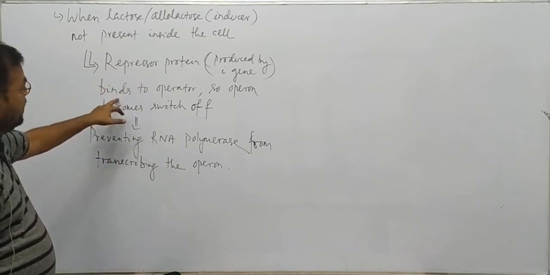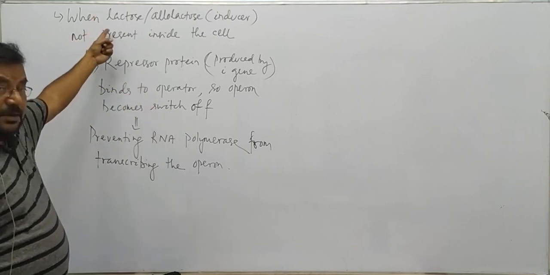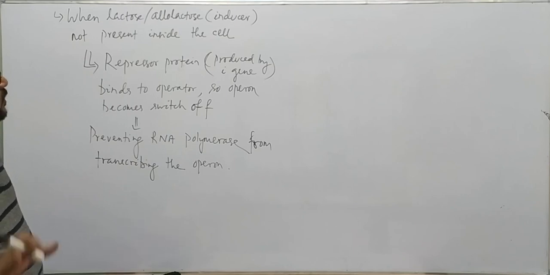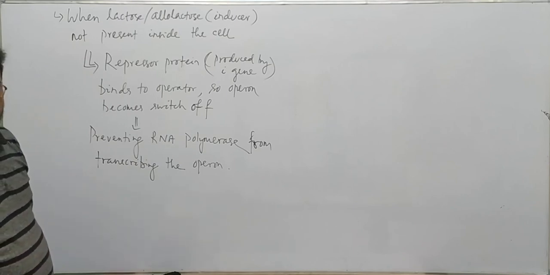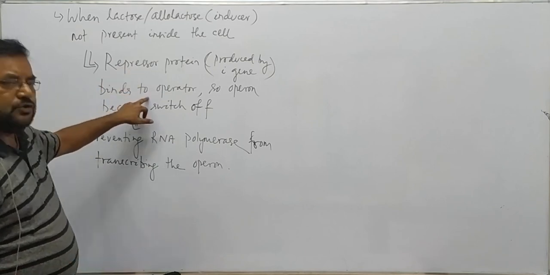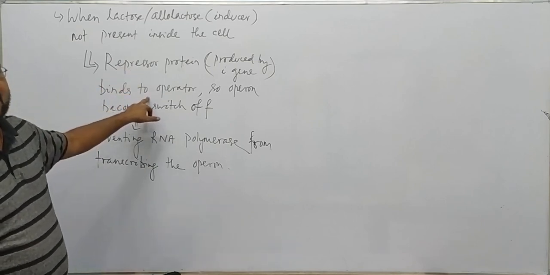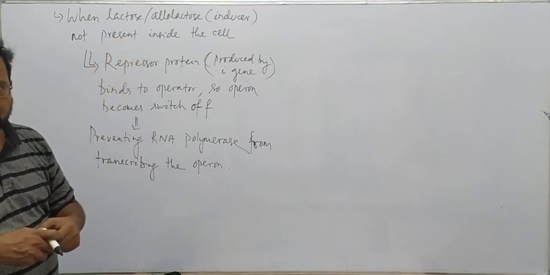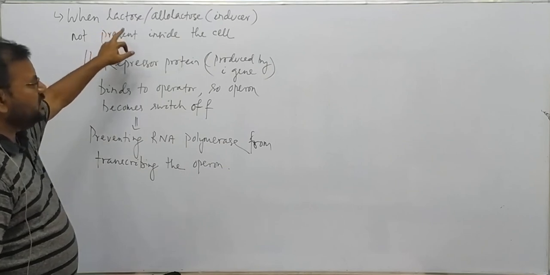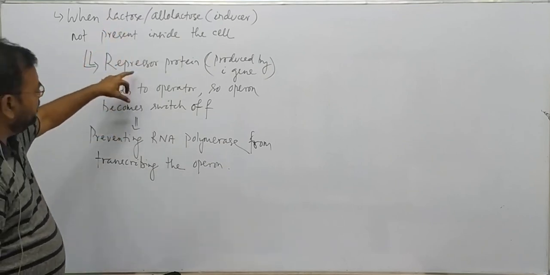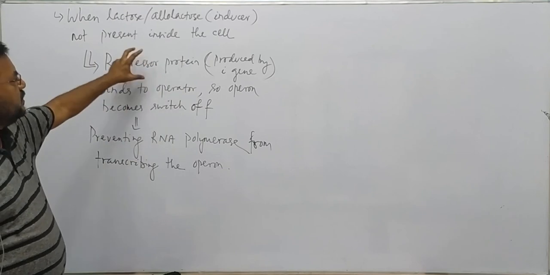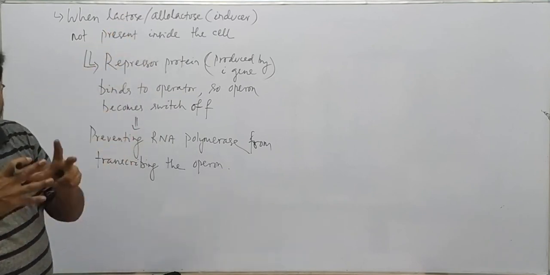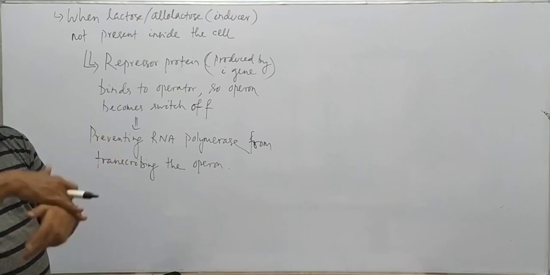But whether it will bind or not bind depends upon whether the lactose is present inside the cell or not. If the lactose is not present inside the cell, then this repressor protein binds to the operator. Otherwise, it cannot bind to the operator, because lactose acts as an inducer, so it will bind the repressor protein. When the lactose is not present inside the cell, the repressor is free and binds to the operator. If lactose comes in, the lactose binds the repressor, so the repressor cannot bind to the operator.